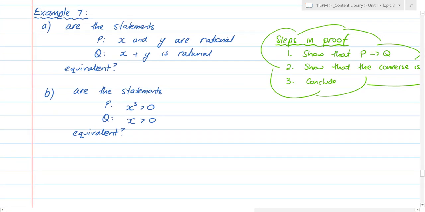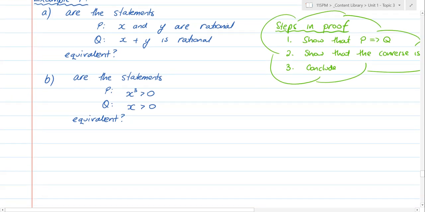Right, ladies and gentlemen, let's bring it back together. Sorry for the interruption. I'm going to show that P implies Q first of all. So let's imagine two numbers, X and Y. So this is example A. Let X equal A over B, such that A and B exist in the integers. So this is the definition of a rational number, by the way. It has to be able to be written as a fraction.